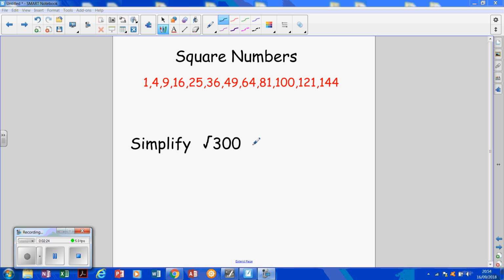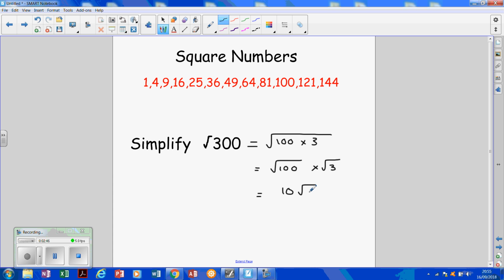Next one, the square root of 300. So if I look at all my square numbers, the biggest square number that divides into it is 100. So that becomes the square root of 100 multiplied by 3. Break the root sign, so root 100 multiplied by the square root of 3. But we know the square root of 100 because it is a square number and it is 10. So when we've simplified all of that, it's 10 root 3.